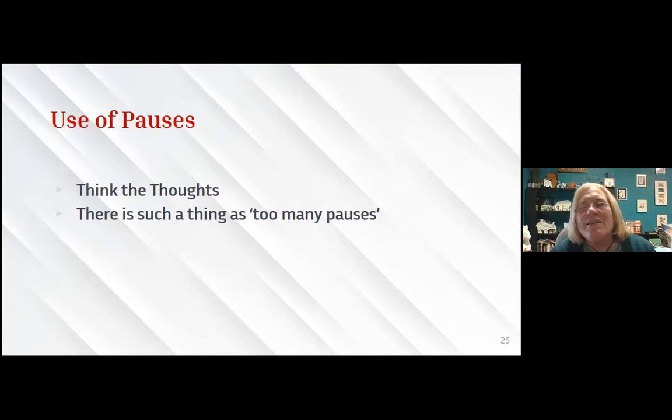And I think that definitely sometimes the students do that, they put in too many pauses. So while you do want to have some pauses, you don't want to just read nonstop. You don't want to put in too many as well. It has to be conversational and natural. That's what you're looking for.